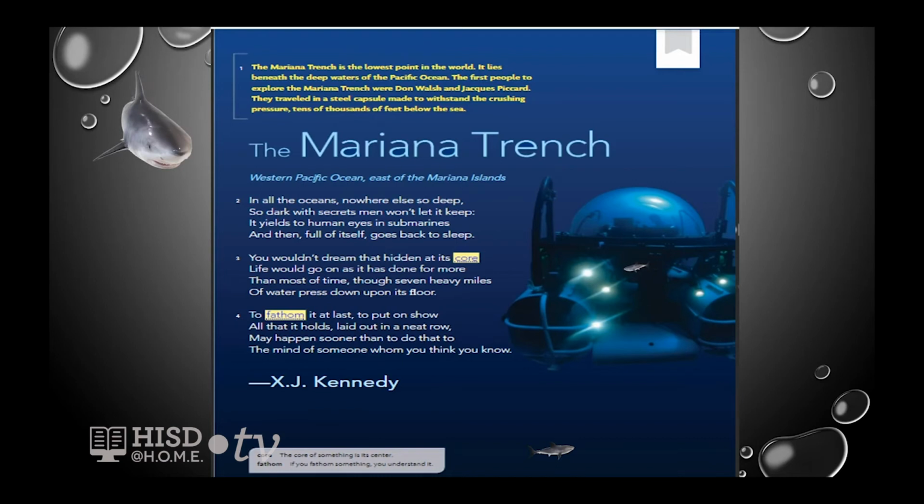Western Pacific Ocean, east of the Mariana Islands. In all the oceans, nowhere else so deep, so dark with secrets men won't let it keep. It yields to humans' eyes and submarines, and then, full of itself, goes back to sleep.